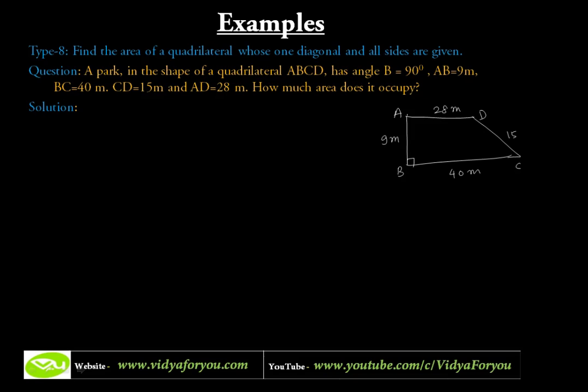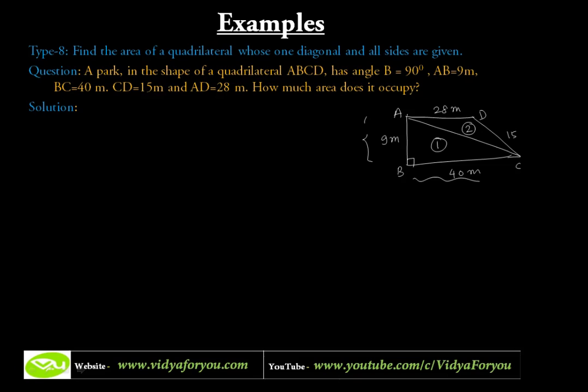Angle B is given, side AB is given, BC is given, CD is given. Now here if you see, all the sides are given, not the diagonal. So to find the area of this quadrilateral, we will divide it into two triangles. Let's say this is triangle 1, this is triangle 2. If we get the area of triangle 1 and area of triangle 2, we'll add it to get the overall area of the quadrilateral park.